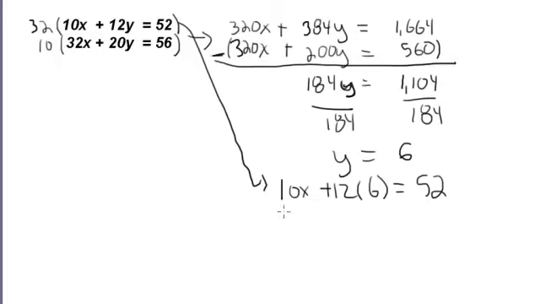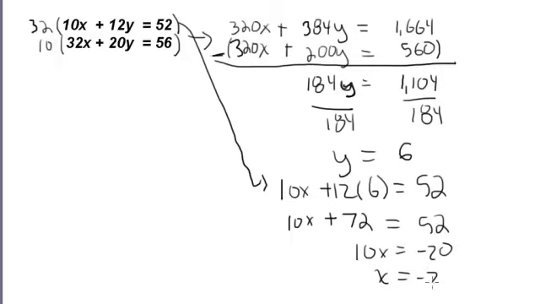So 10x plus 72 equals 52. Subtract 72 from both sides, right, and you have 10x equals negative 20. Divide both sides by 10, and x equals negative 2.